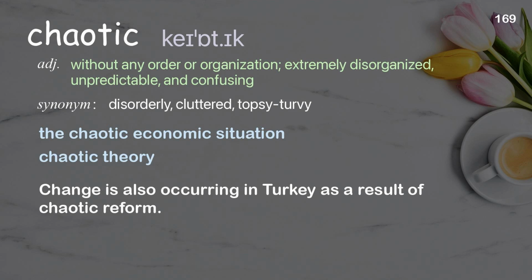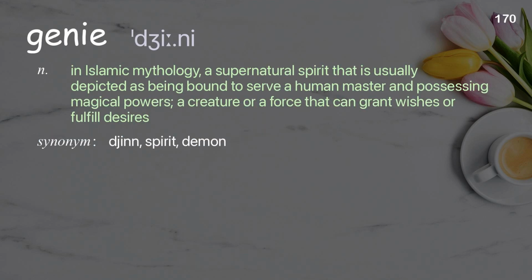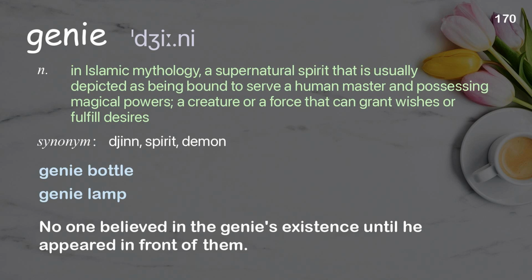Genie. In Islamic mythology, a supernatural spirit that is usually depicted as being bound to serve a human master and possessing magical powers, a creature or a force that can grant wishes or fulfill desires. Examples: Genie bottle, genie lamp. No one believed in the genie's existence until he appeared in front of them.